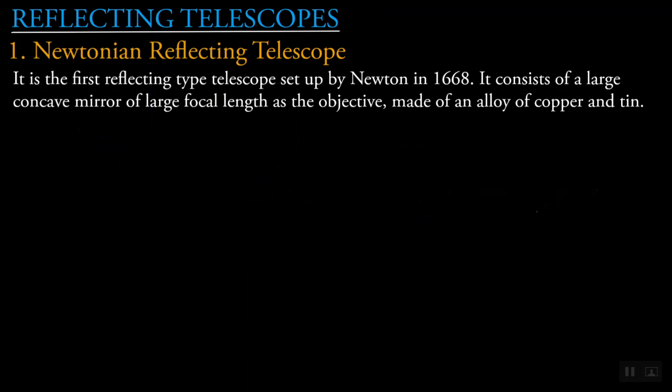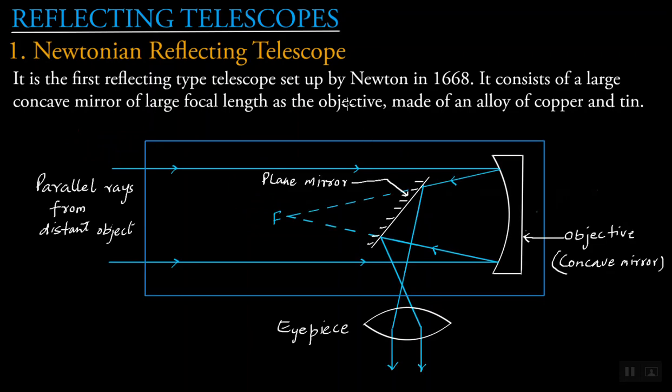Alright, so let us have a look how it looks like. So this is the Newtonian reflecting telescope. So basically it consists of this mirror out here, a concave mirror. The parallel rays which are coming from the distant object fall on this concave mirror. So these parallel rays suffer reflection. And here also this ray suffers reflection.